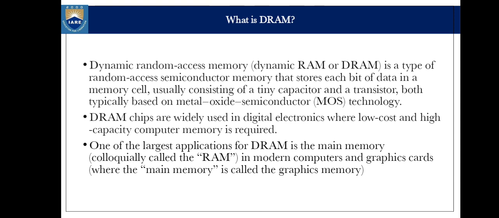What is DRAM? Dynamic Random Access Memory, Dynamic RAM or DRAM, is a type of random access semiconductor memory that stores each bit of data in a memory cell, usually consisting of tiny capacitors and transistors, both typically based on metal oxide semiconductor (MOS) technology.